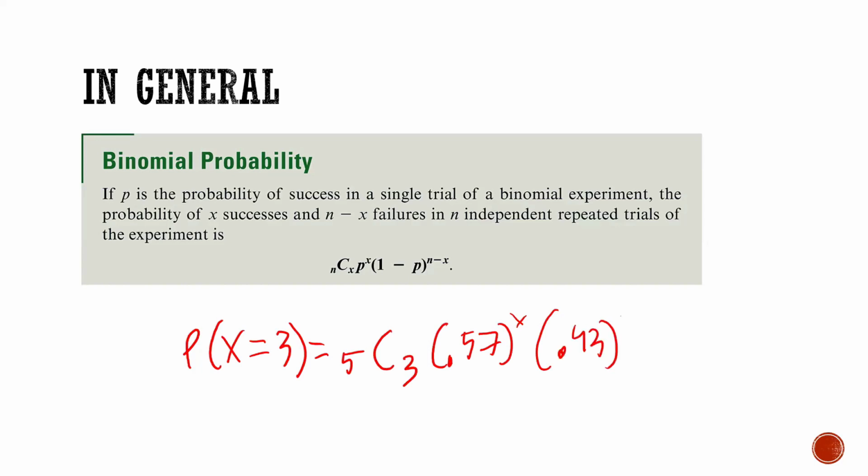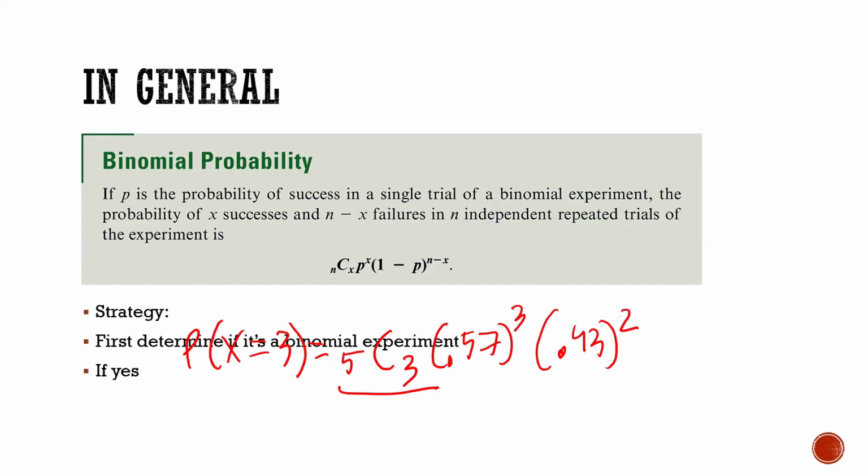So you take this to the x, which was 3, and this is to the 2, right? That should give you a hint on how to answer one of the problems on the celebration. That would have told you the Professor Douglason question. So strategy: you have to determine if it's a binomial experiment, which means it has those 4 conditions. If yes, you just determine n, p, and x, and you plug it into that equation, right?